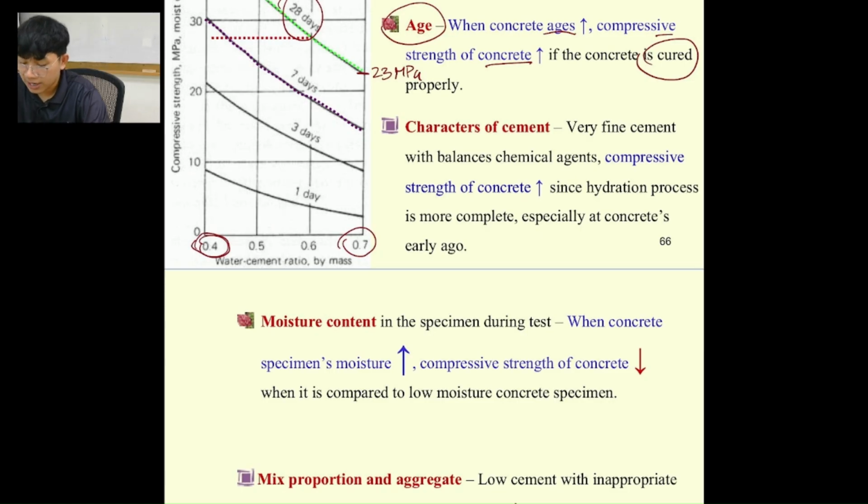When the cement is really fine, if you remember from the first lab, you test the specific area of the cement by using the Blaine air permeability. That one tests the surface contact of it. If it is higher, it can react with the water better. So that also illustrates that it's very fine and can be good for the hydration process.